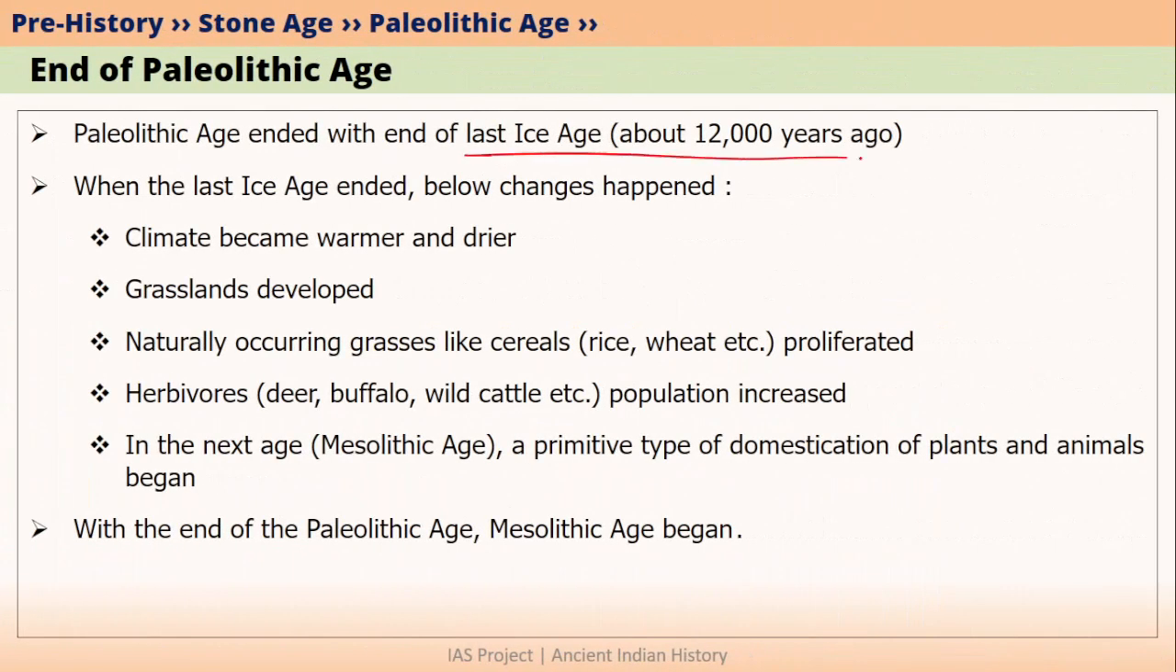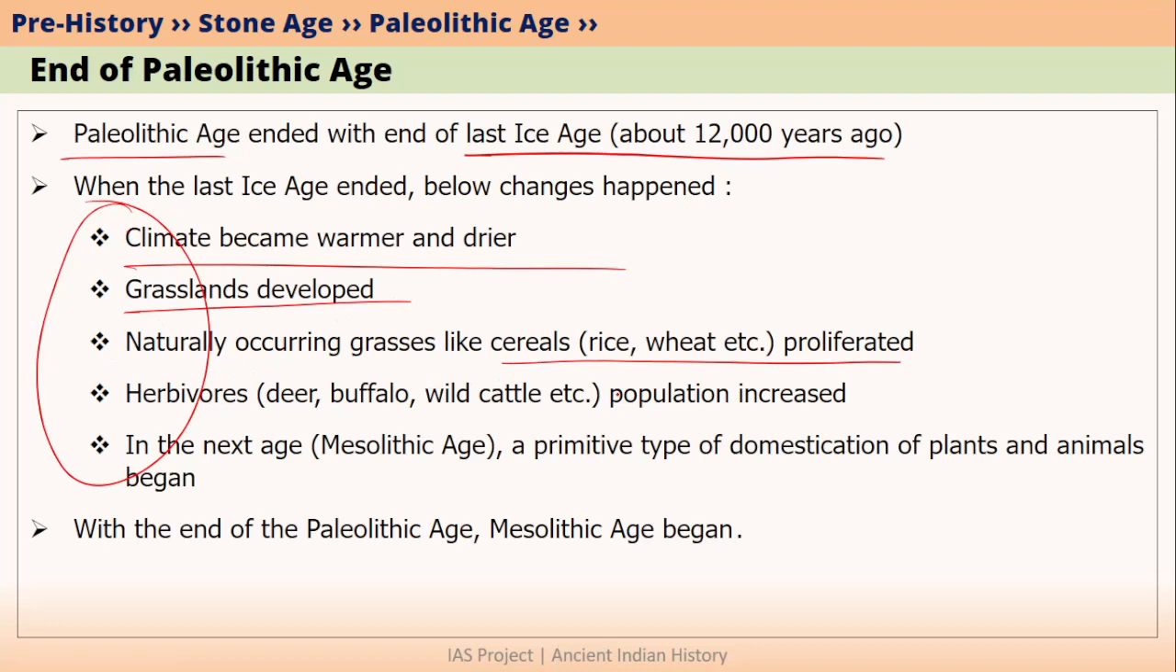When last ice age ended almost 12,000 years ago, Paleolithic Age has also ended. And because of the end of the last ice age, some changes in the environment have happened. Climate became warm and dry, and because of that, grasslands increased, cereal grasses increased, and herbivores that depend on these grasses also increased. Now the time was ready to think about cultivation of plants and domestication of animals.